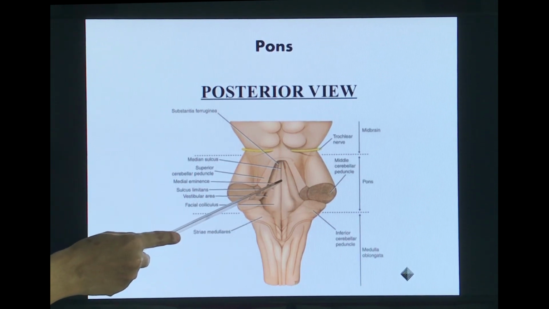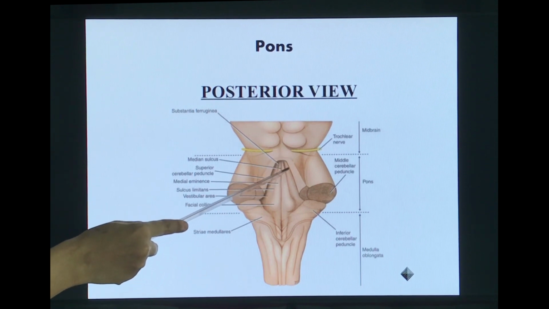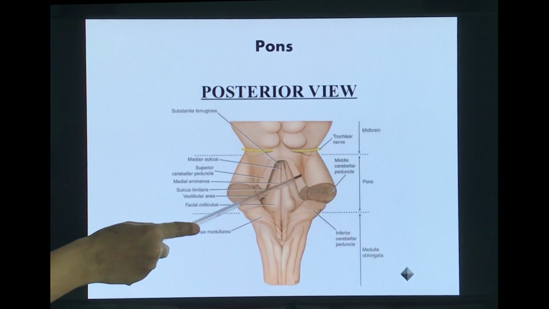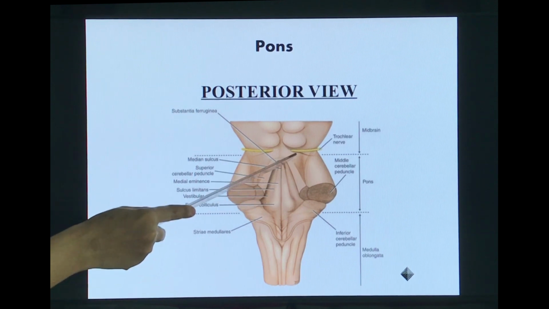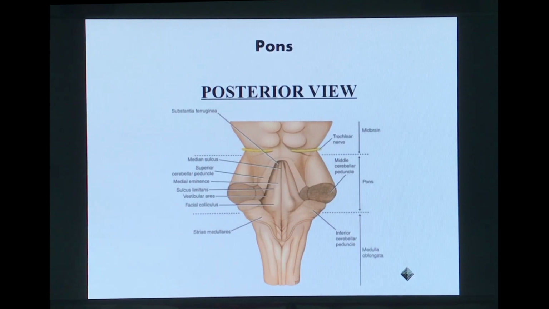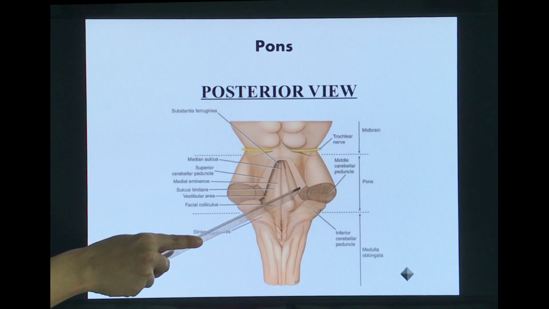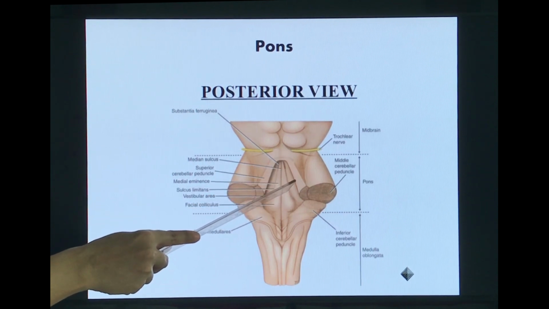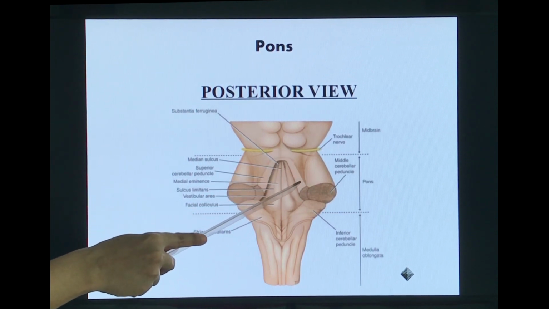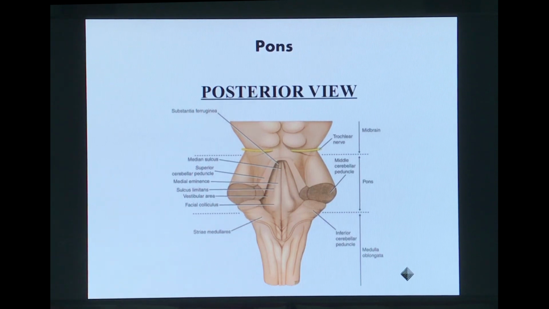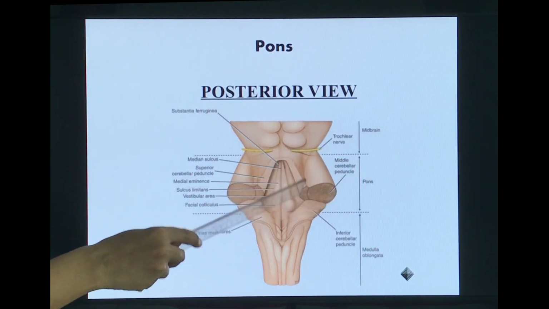Then here again you will see a small ill-defined line. This is the sulcus limitans. You know what the sulcus limitans is if you can remember the development: it separates the alar plate from the basal plate. So you can see the sulcus limitans here. Median sulcus, medial eminence, then the sulcus limitans, and this is the lateral area.